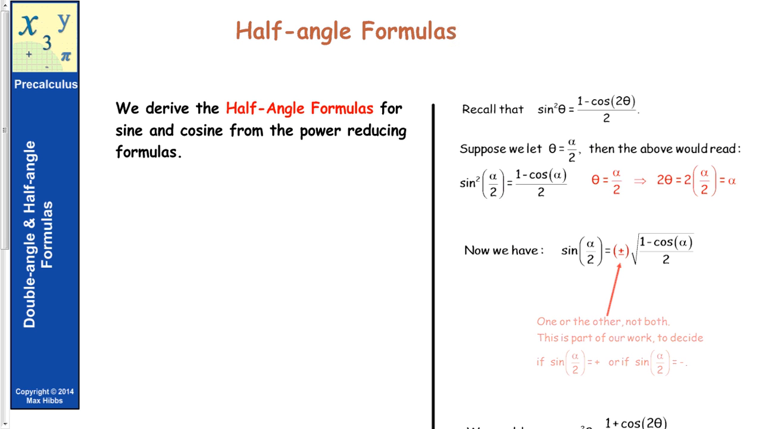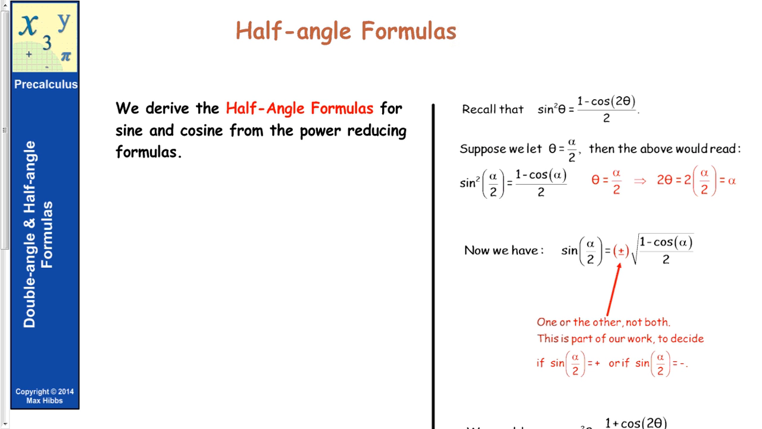It's a big deal because alpha over 2 is a specific angle, and so the sine of a specific angle is either going to be positive or negative. Notice in what I've written here, it's going to be one or the other, not both. It's either going to be a positive square root or a negative square root. We don't really write plus or minus here. It's one or the other.